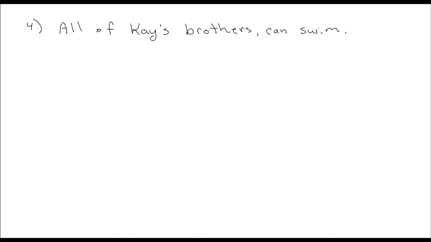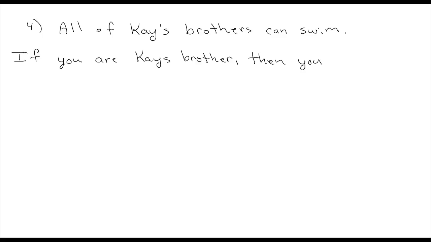Number 4 gives the statement, all of K's brothers can swim. Well, in order to compare that to the statements that they gave, which are all if-then statements, we need to translate this a bit into an if-then statement. So it could be rewritten as, if you are K's brother, then you can swim. Okay, and this is the given statement.